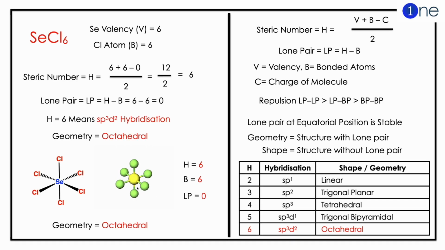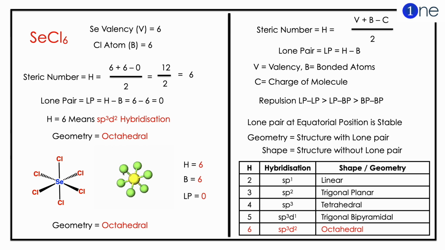To find the hybridization, you should know the steric number, which will be H equals (V plus B minus C) whole divided by 2. So selenium valence is 6 here, total chlorine atoms are 6. If you substitute in the formula, you have 12 by 2, which gives 6. So 6 means sp3d2 hybridization, which is octahedral form.